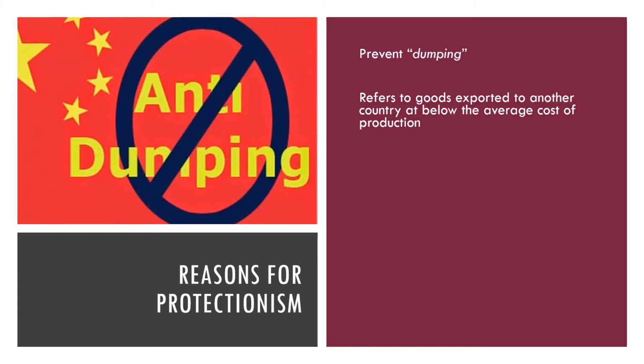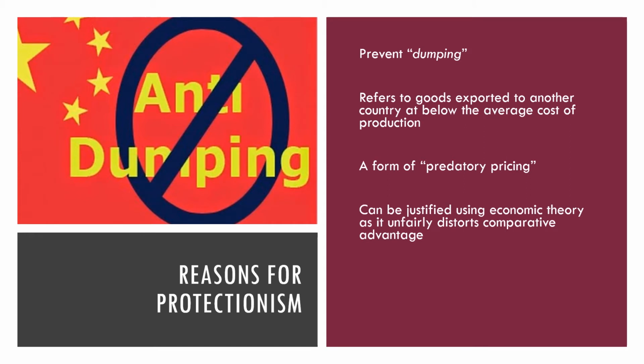We just want to get any sort of marginal revenue that we can. And so we're going to sell them at whatever price we can abroad. So we export the goods at below the average cost of production. So it's kind of like a form of predatory pricing that's coming into our market. And we might want to prevent that because it's going to make our domestic companies suffer. And we can justify this by saying that it unfairly distorts comparative advantage.